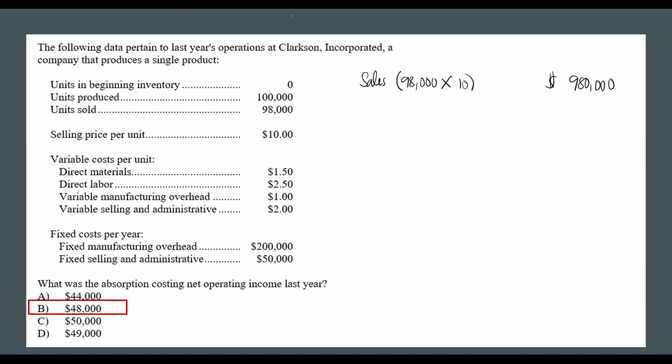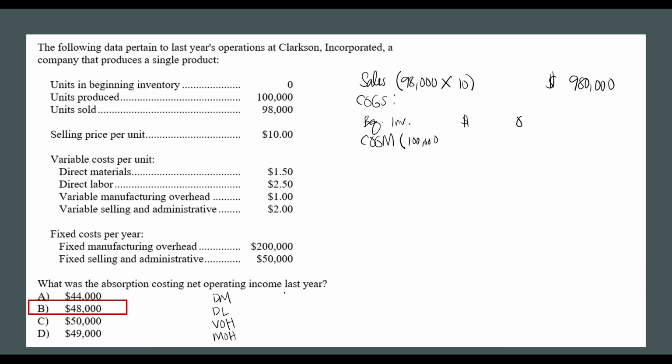$980,000. For our cost of goods sold, do we have any beginning inventory? Since it's 0, we put here 0, right? And then we have your cost of goods manufactured, or cost of completed goods. How do we compute that? It's your units produced of 100,000 multiplied by the product cost under absorption costing. So how do we get that? We need to get that also.